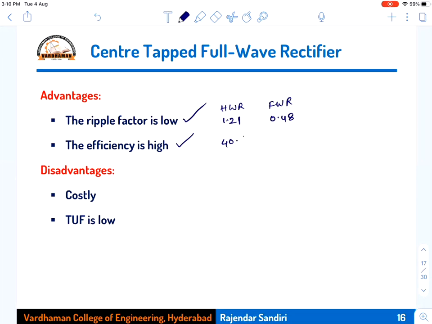Efficiency here is 40.6% for half wave rectifier. For full wave rectifier, it is 81.2%. So efficiency has increased and ripple factor has decreased. So ripple factor is decreased, efficiency is increased. Those two are the advantages.